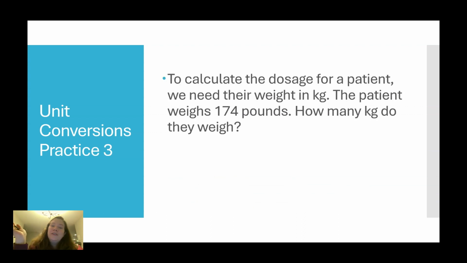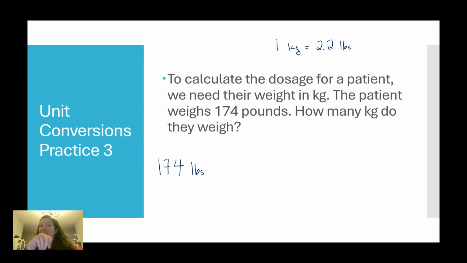For my pre-nursing students, we have to calculate dosage for a medication for a patient. And of course, in order to do that, we have to have their weight in kilograms instead of pounds. Now, in real life, you would just click units on the scale and you would just get it in kilograms. But stick with me. We've got a patient that is 174 pounds. My unit conversion is that every kilogram is 2.2 pounds.